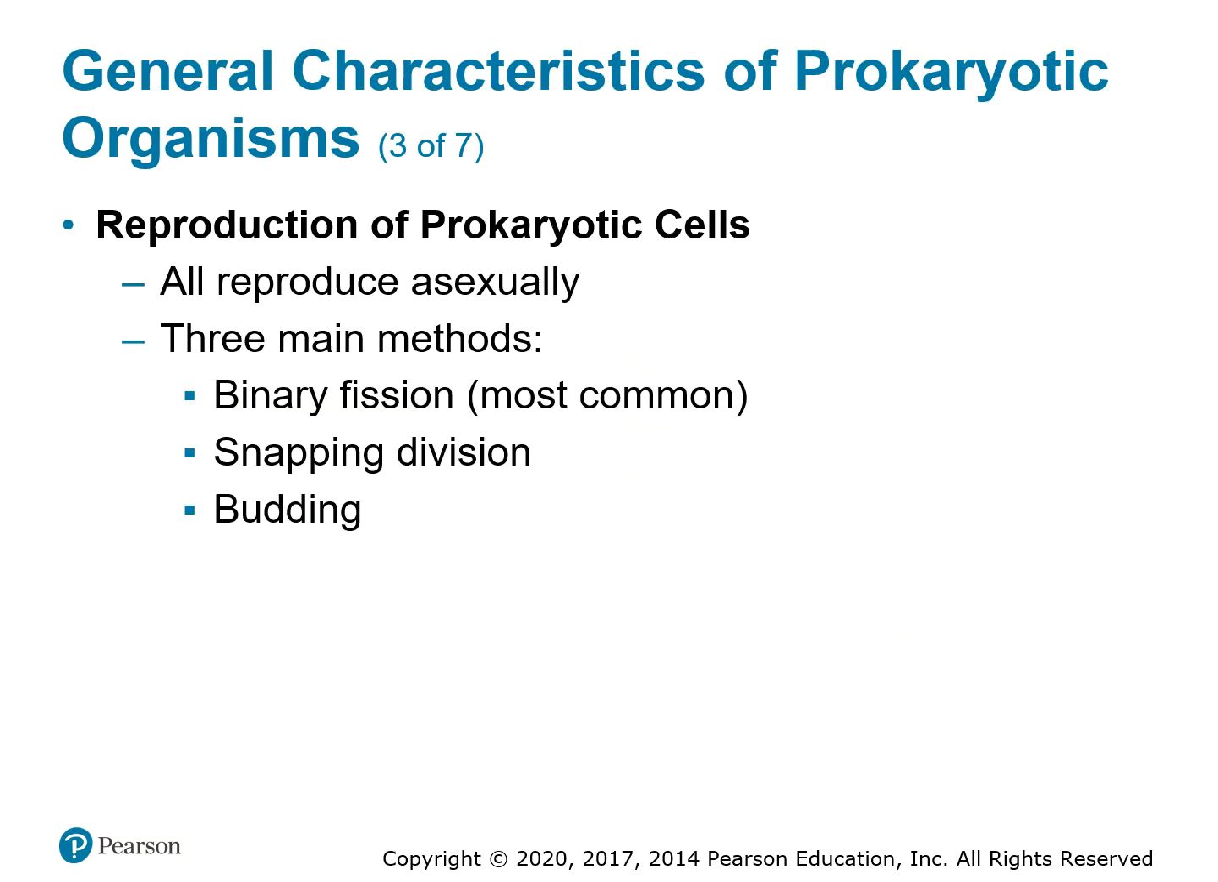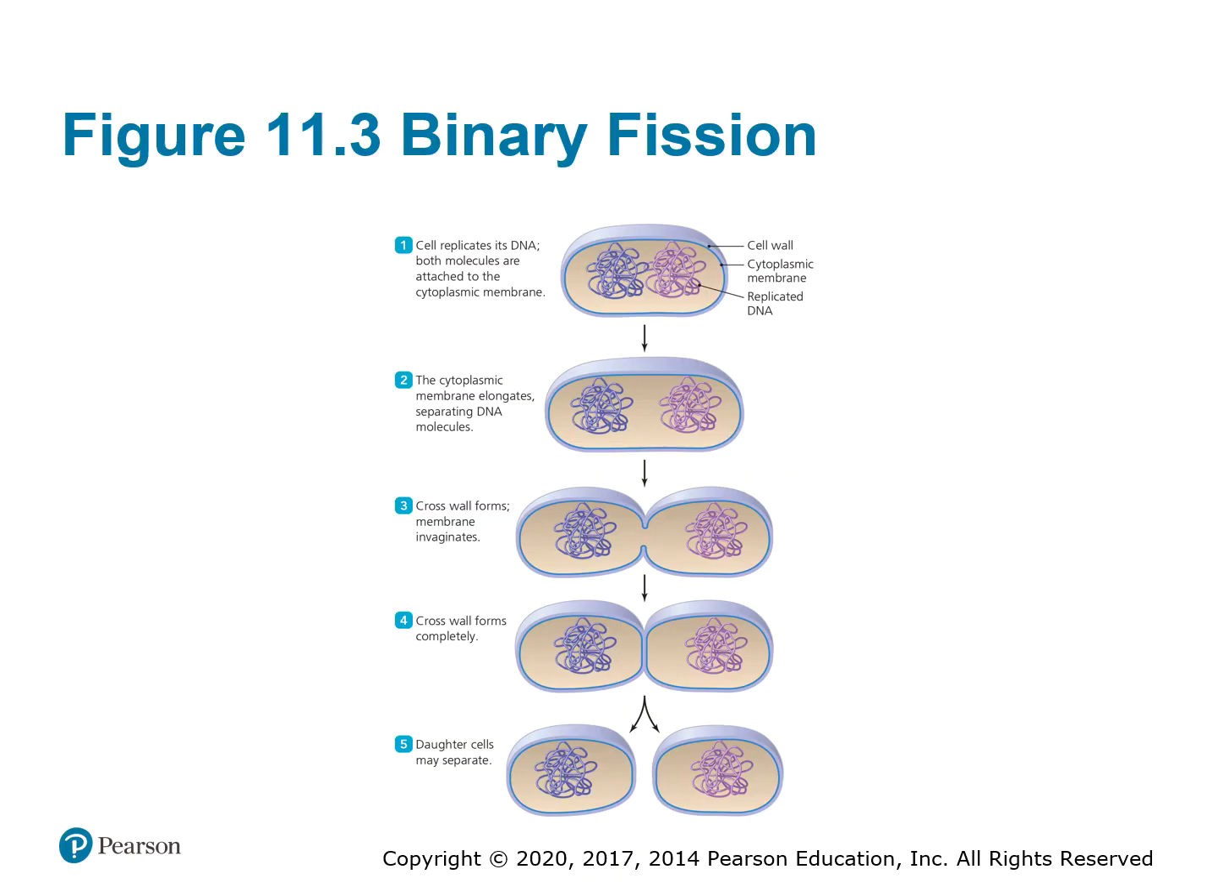Let's talk about how prokaryotic cells reproduce. So they all reproduce asexually, and there's three main methods that they use. The most common of those is binary fission, there's snapping division, and budding. All right, a little bit more about binary fission. Basically, the cell is going to make a copy of its DNA, and then some extra materials, cytoplasm, etc. And then it's going to pinch itself into two. That's all there is to it.